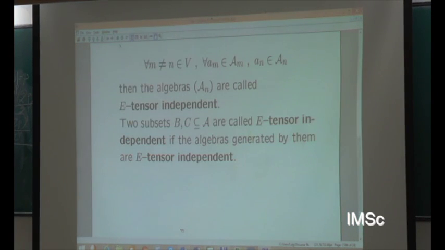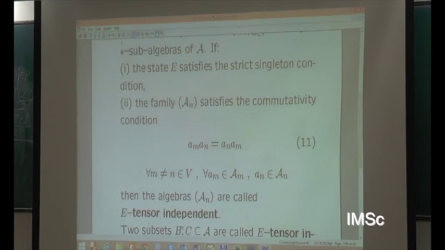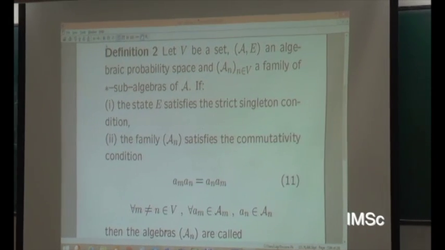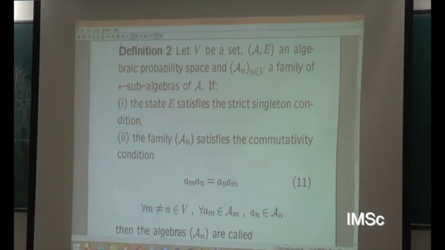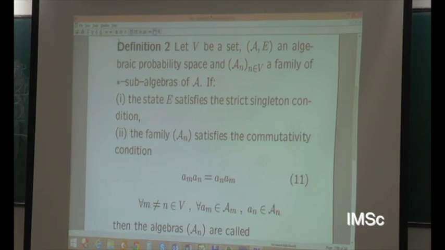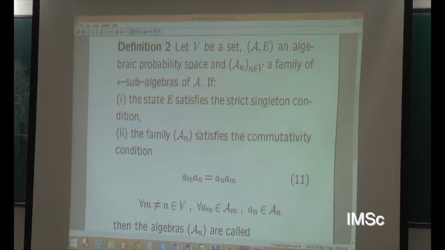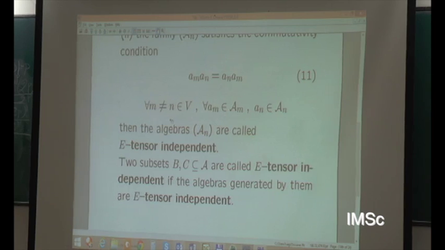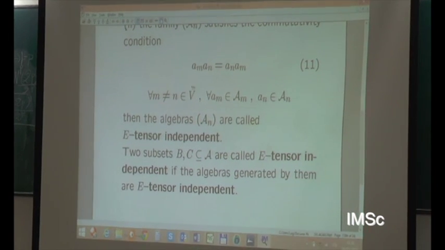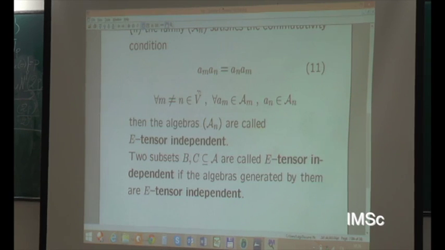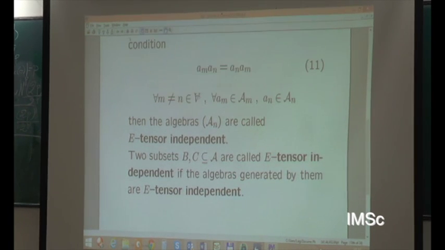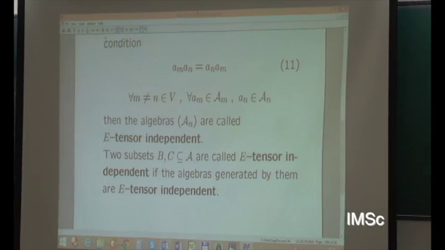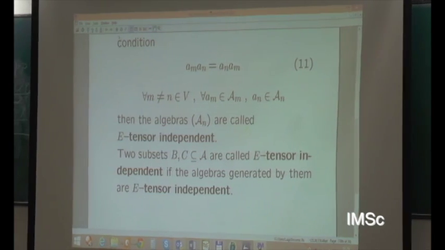Of course, for the Gaussian case, we need commutativity and strict singleton. If we have a family which commutes, the state satisfies strict singleton, and the family is such that whenever m is different from n, two elements of the different algebras commute, a typical situation being the tensor product, then we call them tensor or boson independent. Or, if the algebras are commutative, everything commutes, and you have classical independence.